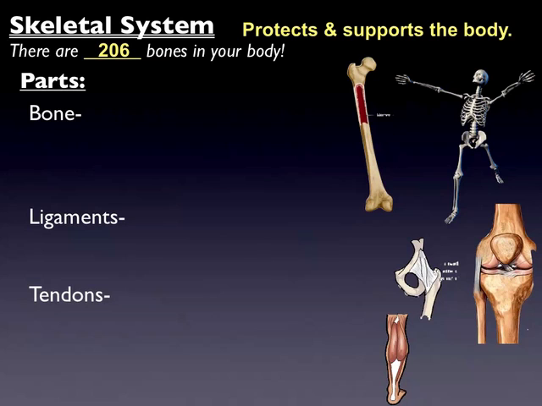Your skull, your cranium, which protects your brain. Your vertebrae, which protects your spinal cord. All of these serve the function of protecting organs. So if we think about the skeletal system, we have bones, obviously, are a major part of that. Bone is a type of tissue.